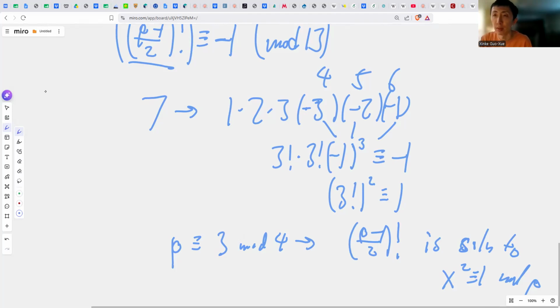Yeah, so Wilson's theorem is useful in a lot of other contexts, and it's used in many proofs in number theory. And yeah, there are other proofs of it as well.